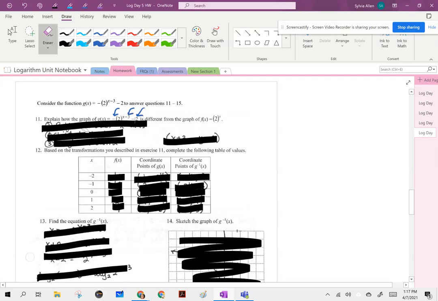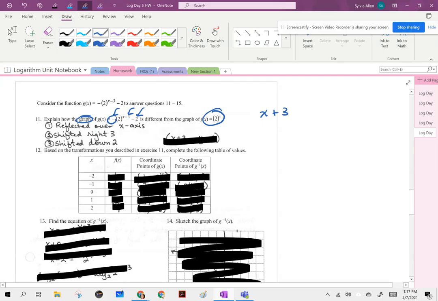So number 1, it's going to reflect over the x-axis. It's going to be shifted 3 units to the right, and then it's going to be shifted down 2. The graph is going to be, for every x value of this parent, we are going to be adding 3 because it's shifting right.